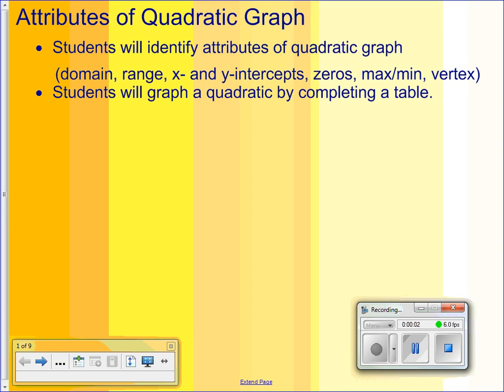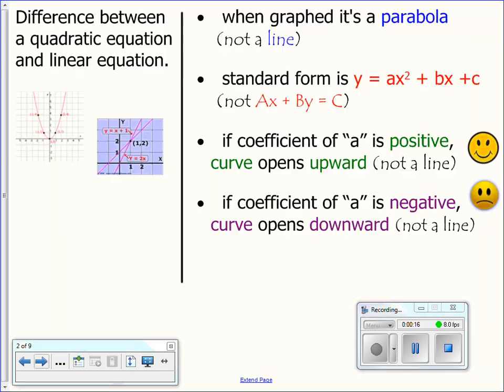In this lesson, we'll be talking about the attributes of a quadratic graph. At the end of the lesson, you should be able to identify the attributes, including the domain, the range, the intercepts, zeros, max and min, and vertex. You'll also be able to graph a quadratic by completing a table.